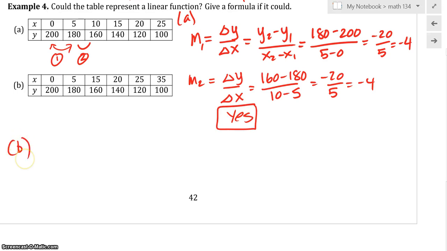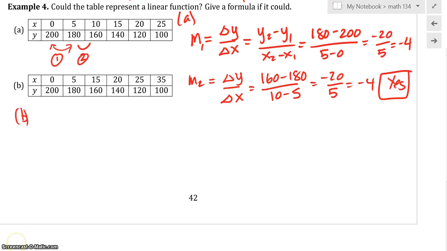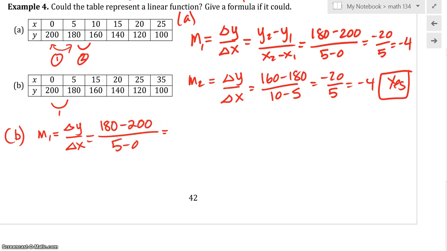Let's look at B over here. Okay, so what is the first one? M1. Guess I'll move B a little bit lower. Okay, so it looks like the same thing, doesn't it? It's going to be negative 4 at the same points. The change of y over the change of x. Still y2 minus y1 over x2 minus x1, so it's exactly the same, 180 minus 200 all over 5 minus 0, negative 20 over 5, which is negative 4.